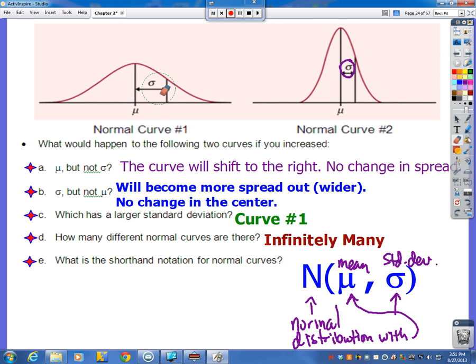Now, one other thing I want to show you before I flip here is, how do you know how much a standard deviation is depending on the shape of the normal curve, whether it's shorter and wider or it's taller and skinnier? Okay.